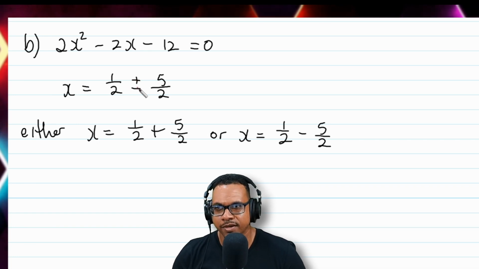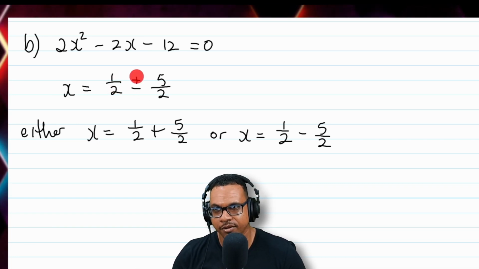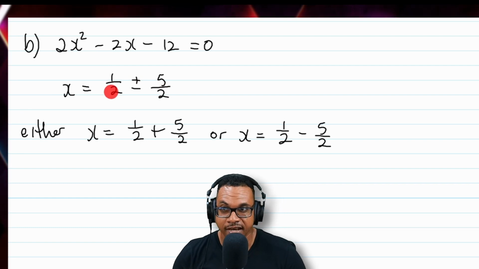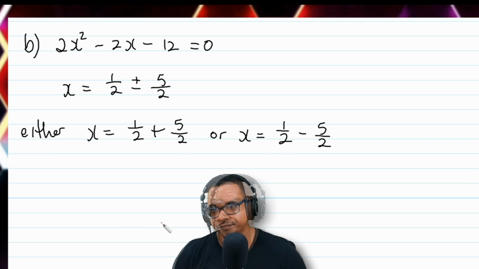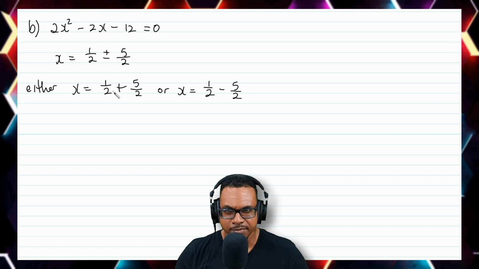So that's how we use the plus or minus, right? One of them is plus, so a half plus 5 over 2, and the other one would be a half take away 5 over 2. Now, seeing that the denominators are the same, I can just deal with the numerator.